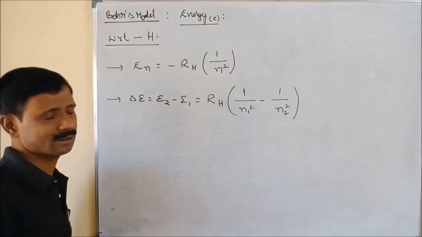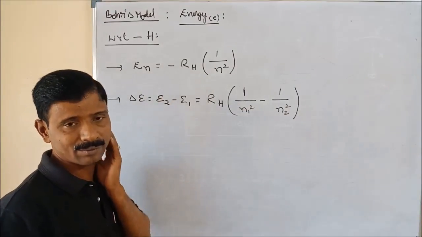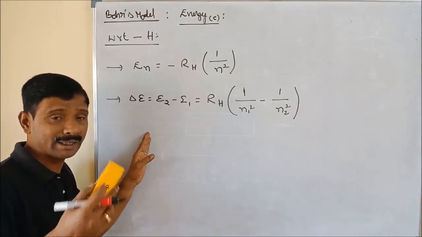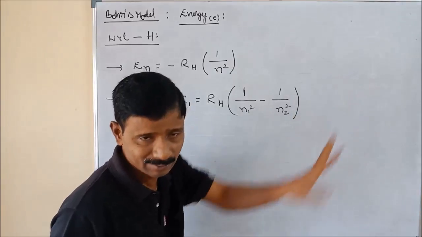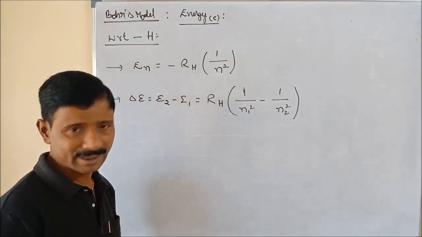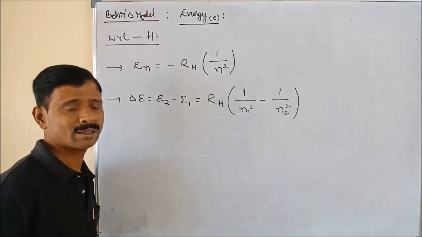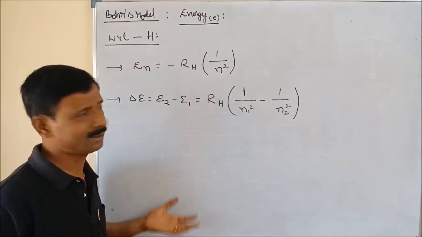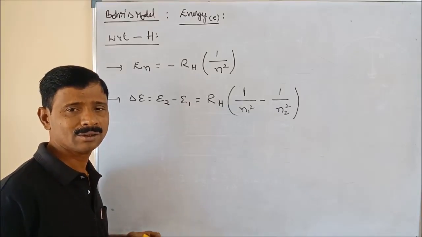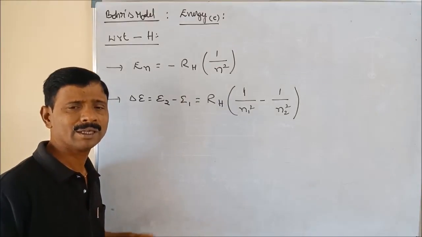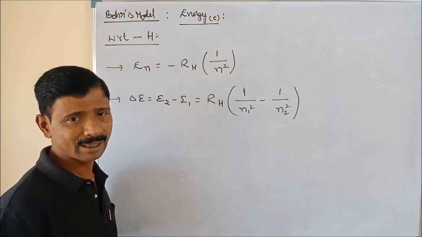Suppose if you are using that 2.18 into 10 power minus 18, this is for hydrogen. Suppose if you want to use for any other atom, into Z square. But maximum these relations, as far as the plus one standard is concerned, major means 99% the questions are going to be related to hydrogen atom. So directly by using this expression, we can find out the energy difference.